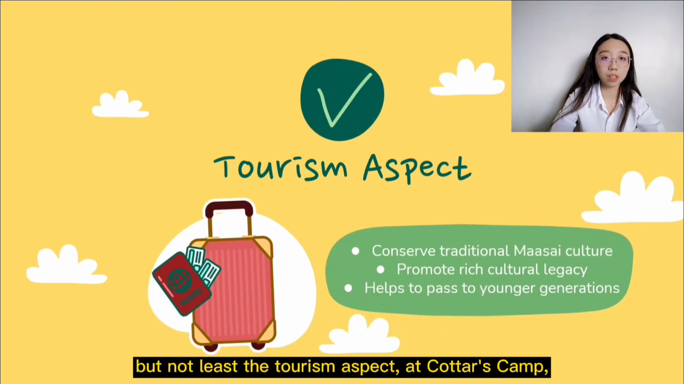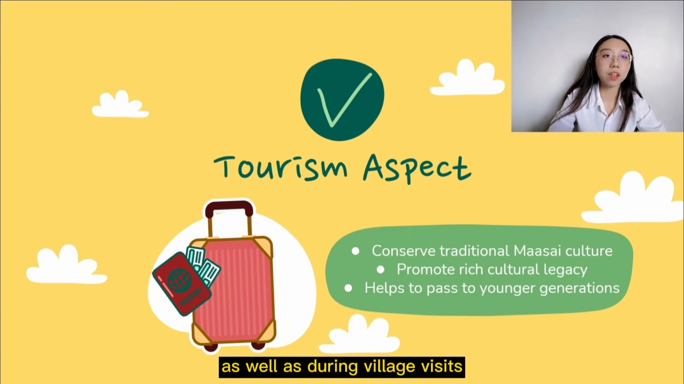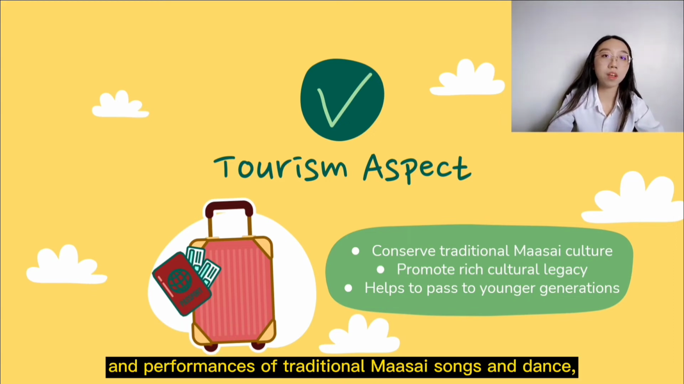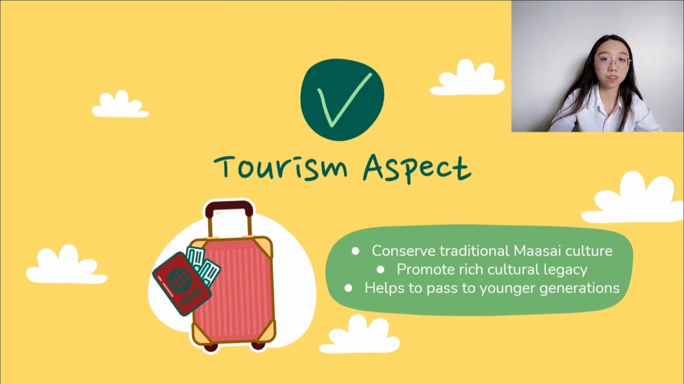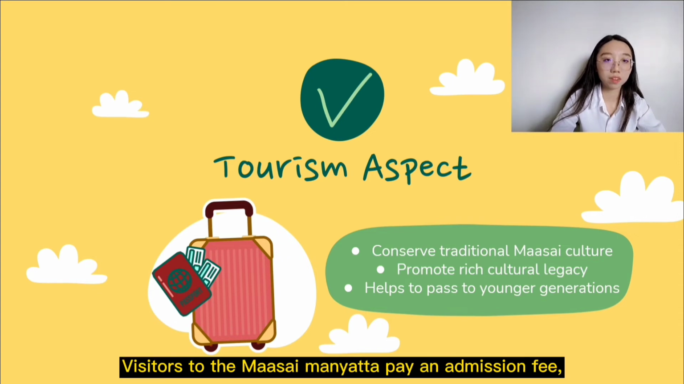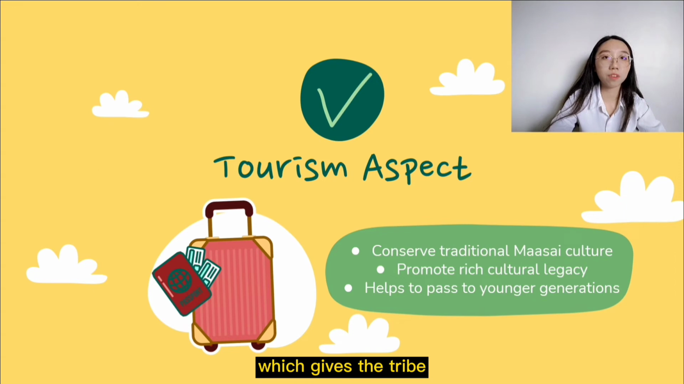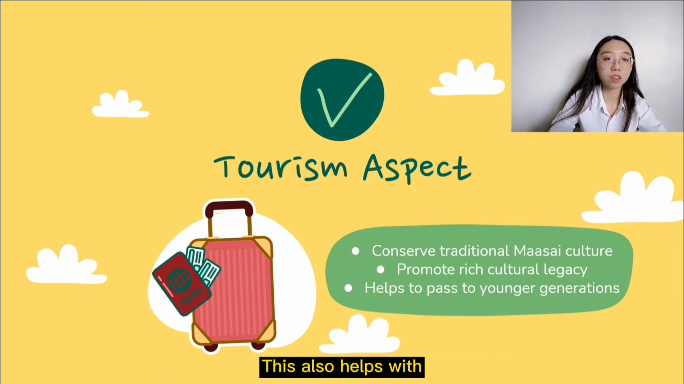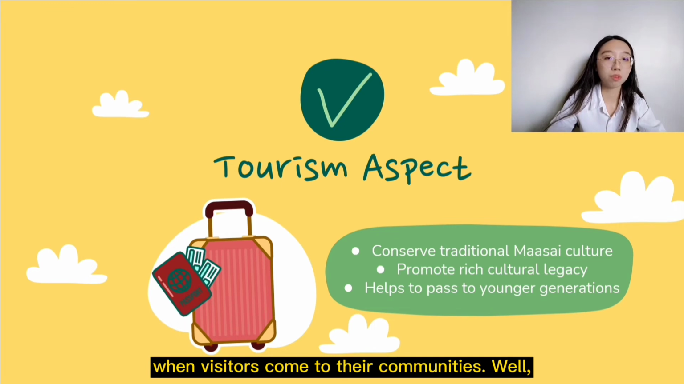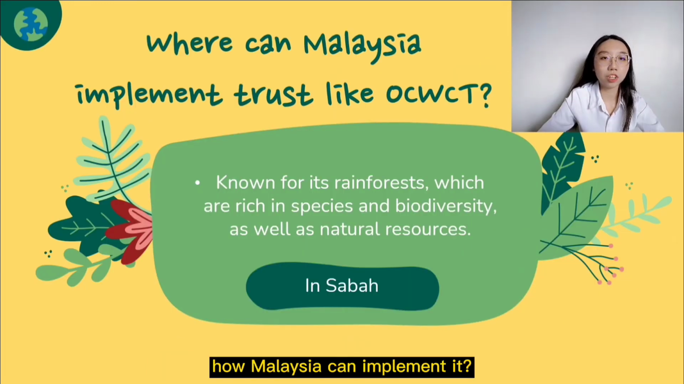And last but not least, the tourism aspect. At Kota camp, as well as during village visits, there are performances of traditional Maasai songs and dance. The community proudly displays its rich cultural legacy to visitors. Visitors to the Maasai villages pay an admission fee, which gives the community an incentive to share their traditional history with them. This also helps with efforts to pass on cultural traditions to younger generations, who see the performances when visitors come to their communities. Well, how can Malaysia implement it?